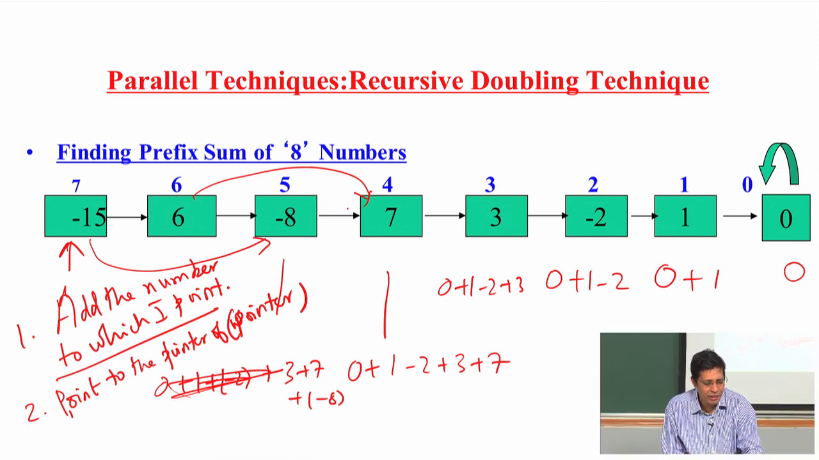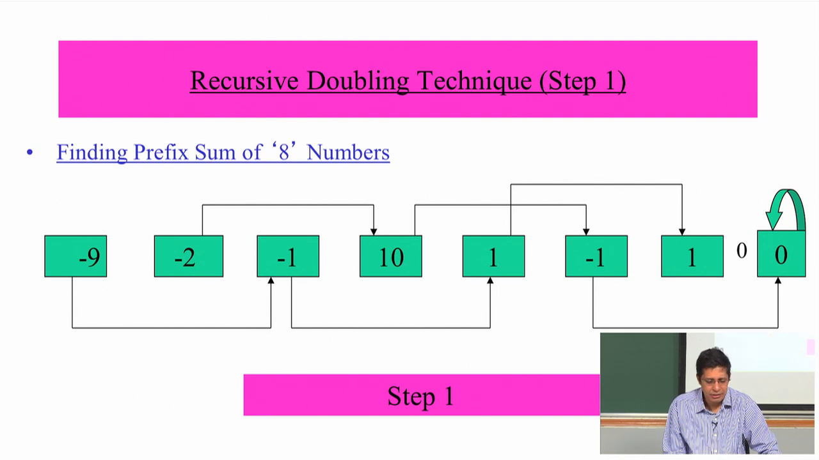This is a step. So at the first step, 7 points to 6. So the content of 7 will be added to the content of 6 and stored at 7, and now 7's pointer will point to 6's pointer. Similarly 6 is pointing to 5, so the content of 6 will be added to the content of 5 in parallel, because I have one processor for each, right. So in parallel I will add 6 to minus 8, and now 6's pointer will point to the 5th pointer, so 6 to 4 and so on. Are you able to follow? Yes or no? Okay, now you see. So this is step 1.